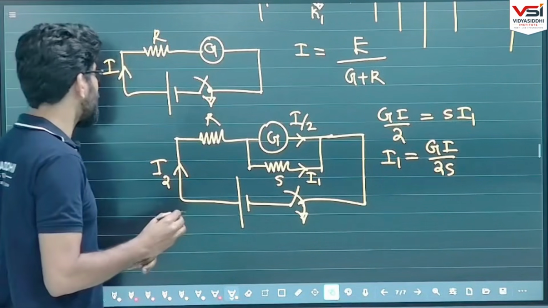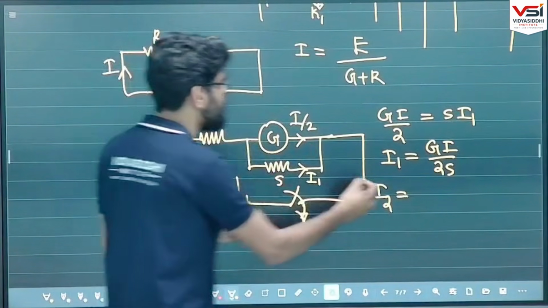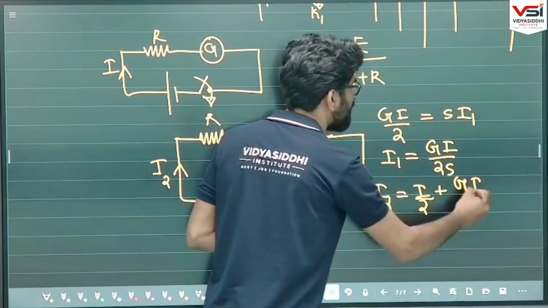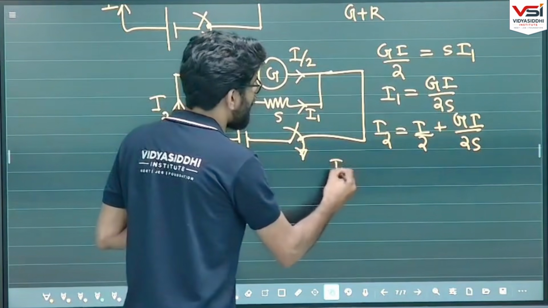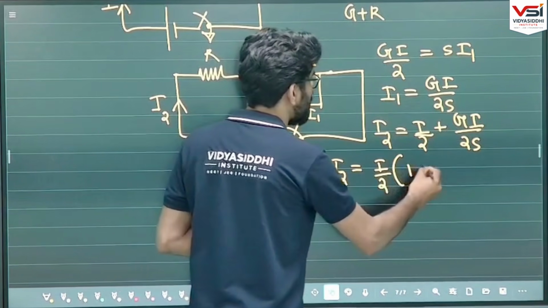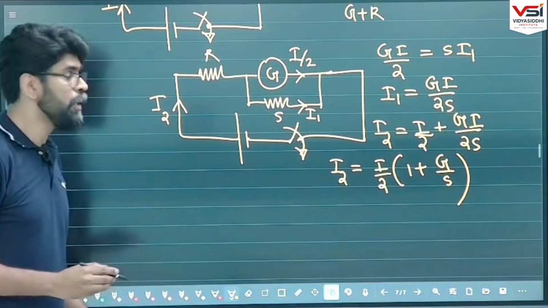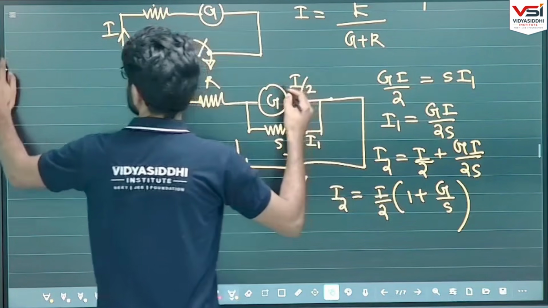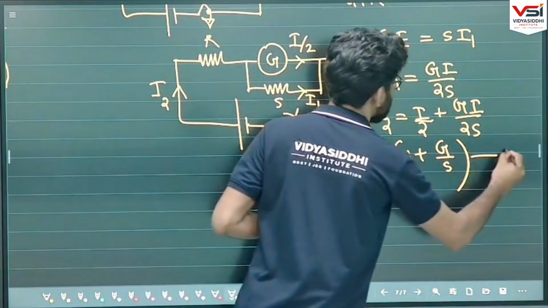And now you can find out what is I2. I2 is nothing but the net current, the sum of these two currents. That means I by 2 plus I1, which is GI divided by 2S. So on rearranging this expression, I2 is obtained as I by 2 into 1 plus G by S. Correct? I by 2 into 1 plus G by S. This is I2. Let us take this expression as equation number 1 and this as equation number 2.